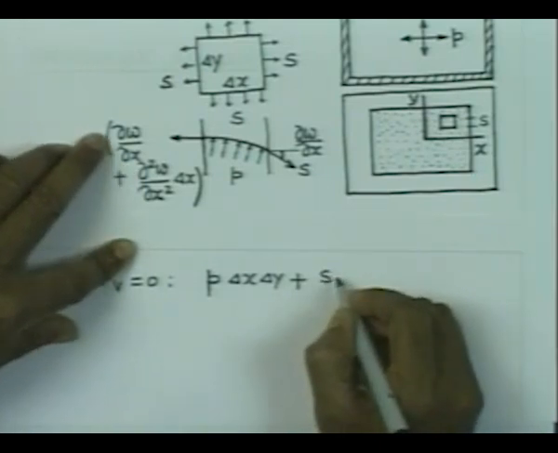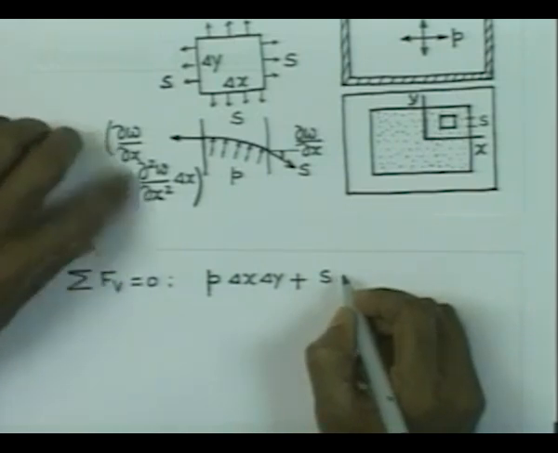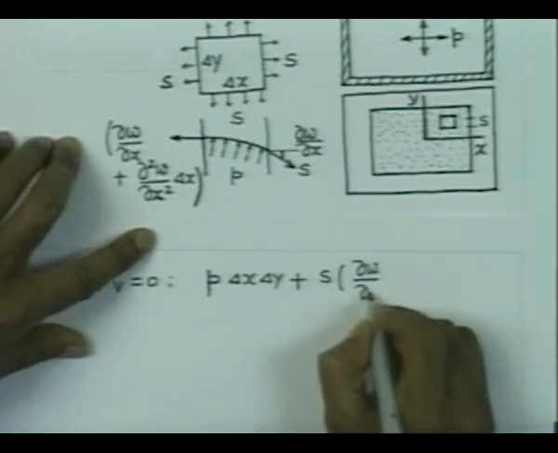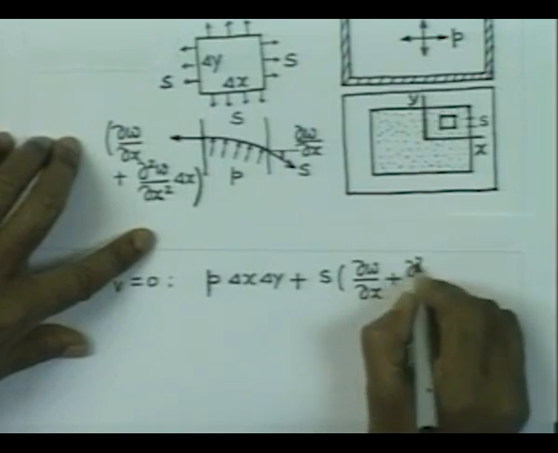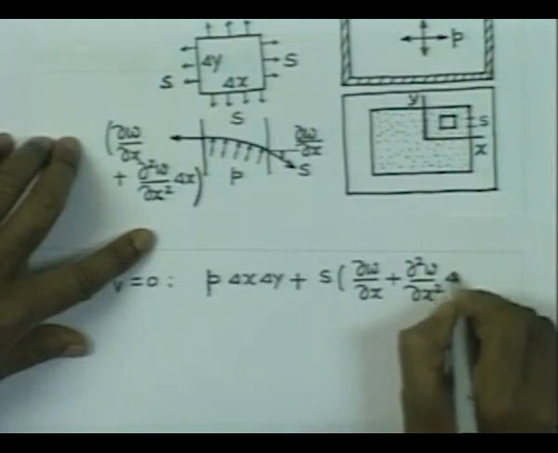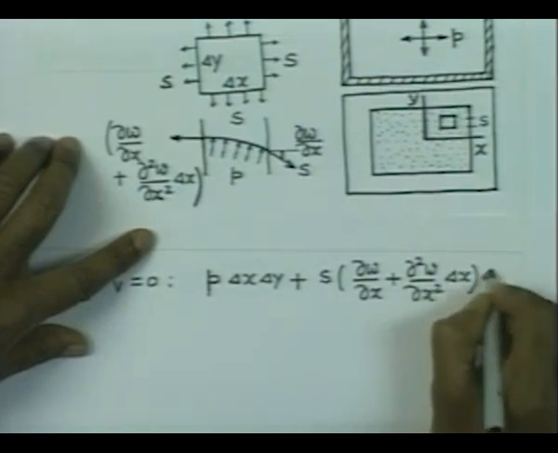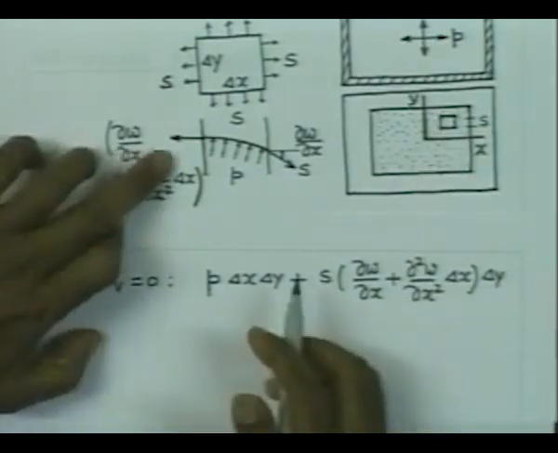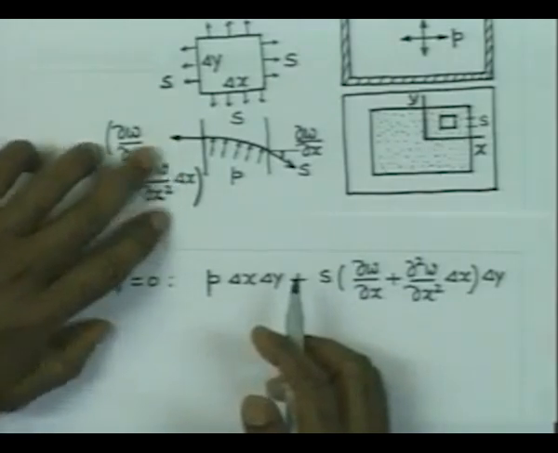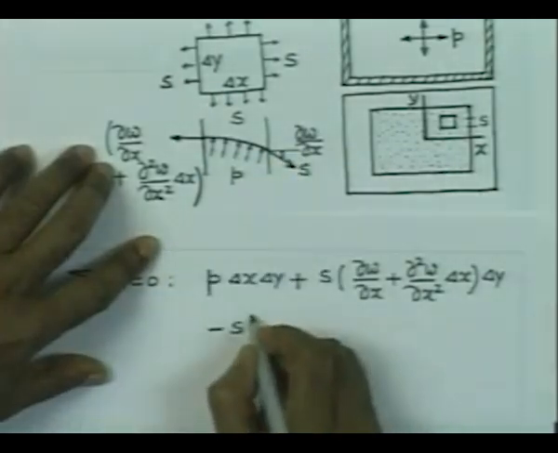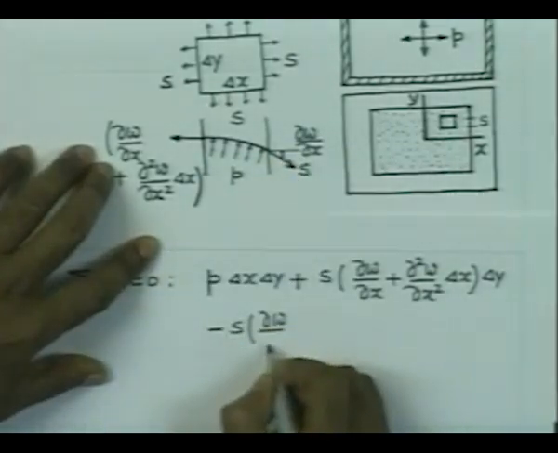So, therefore, we can write now that S is acting at an angle of this much. Therefore, the tan component of it will be approximately this. So, this multiplied by delta W delta x plus delta 2 W delta x square multiplied by delta x, into delta y, which is the length of that span. That is the force acting vertically, minus S into this one, which is nothing but delta W delta x.